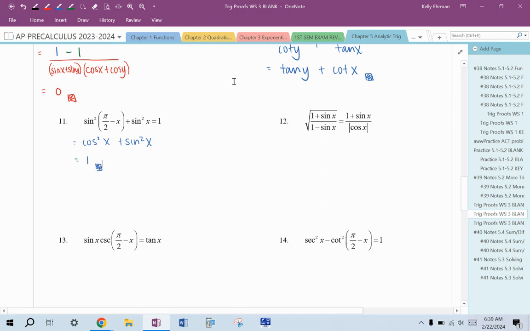All right. The second half of this worksheet we are saving for tomorrow. If you want to get a head start on it, feel free.